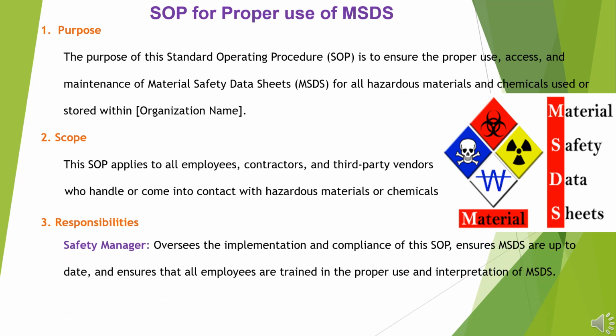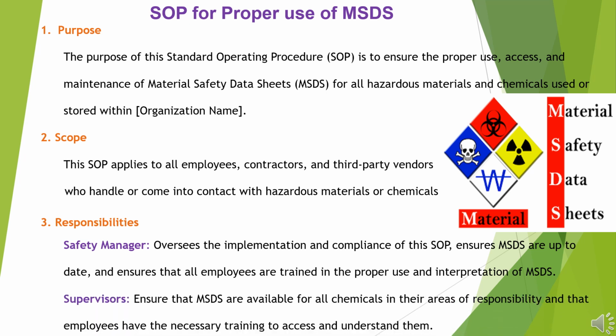Safety Manager oversees the implementation and compliance of this SOP, ensures MSDS are up to date, and ensures that all employees are trained in the proper use and interpretation of MSDS. Supervisors ensure that MSDS are available for all chemicals in their areas of responsibility and that employees have the necessary training to access and understand them.